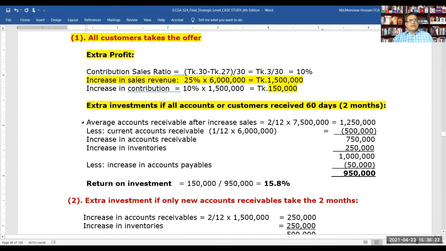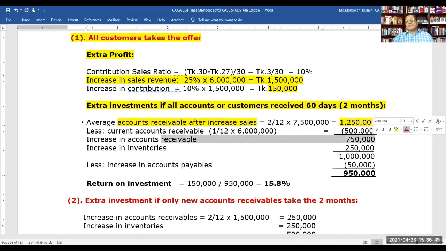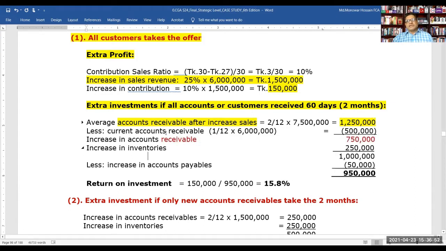So here the average accounts receivable after the increased sale would be 12,50,000 or 1.25 million. Current accounts receivable is 6 lakh, for 1 month 5 lakh. So the increase in accounts receivable is 7,50,000. And then the increase in inventory, as part of the question, is 2,50,000. So the total is 1 million, that means 10 lakh.